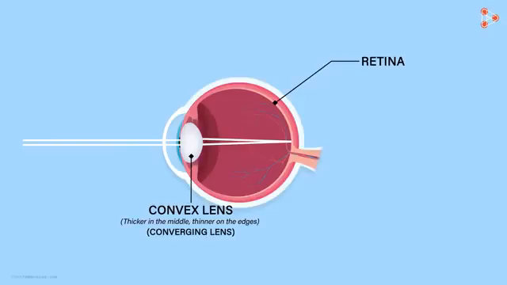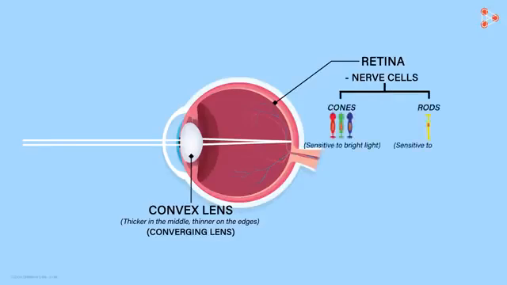Retina is at the back of the eye and marks the inner layer of the eyeball. Retina contains lots of nerve cells that sense the light. The nerve cells are of two kinds, namely cones, which are sensitive to bright light, and rods, which are sensitive to dim light. The message or sensation is then transferred to the brain along the optic nerve.